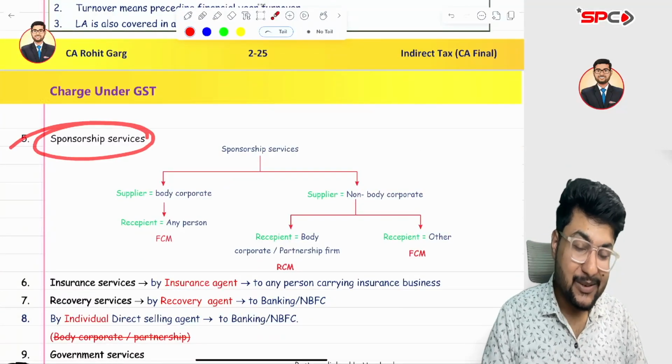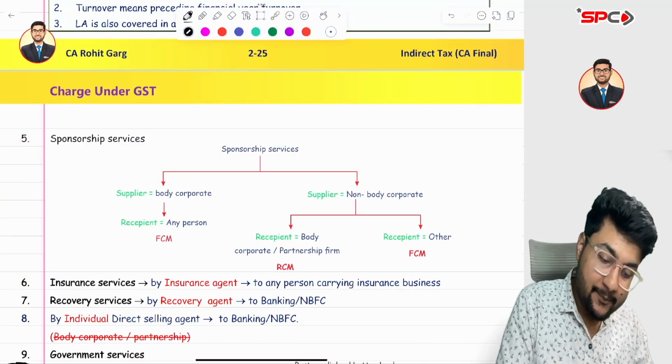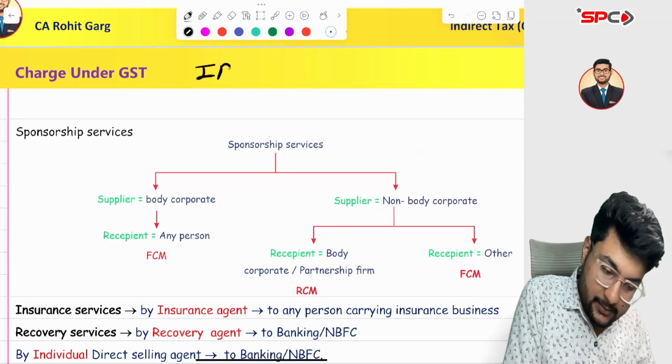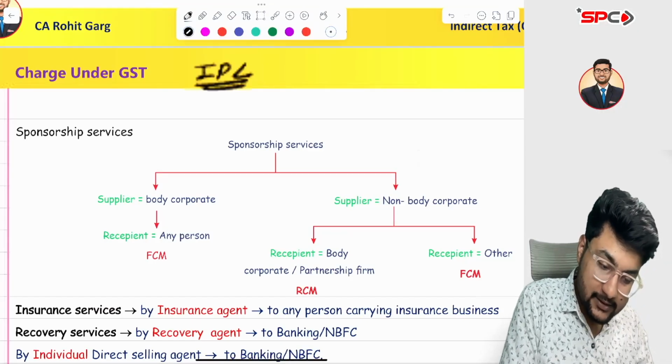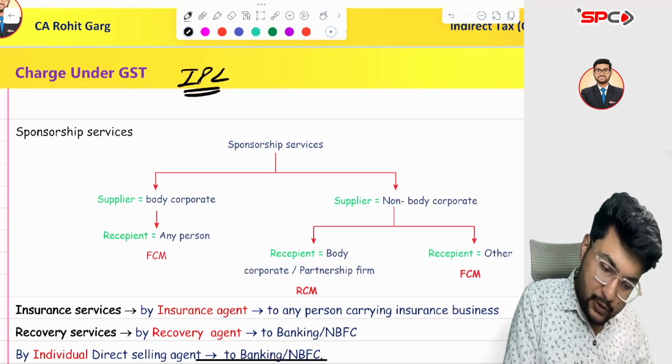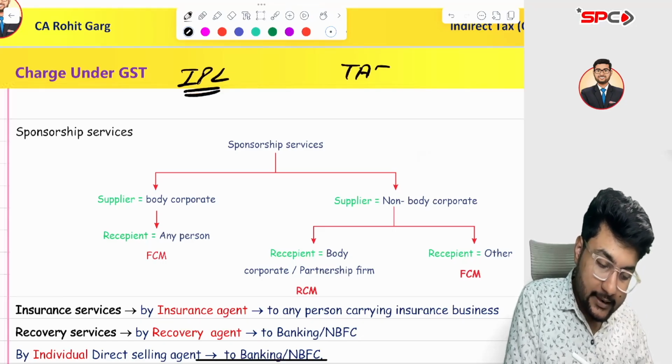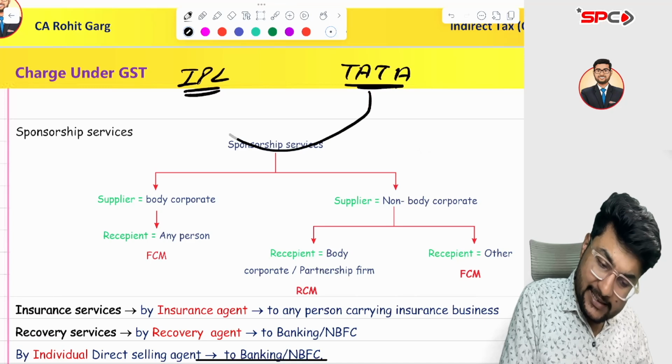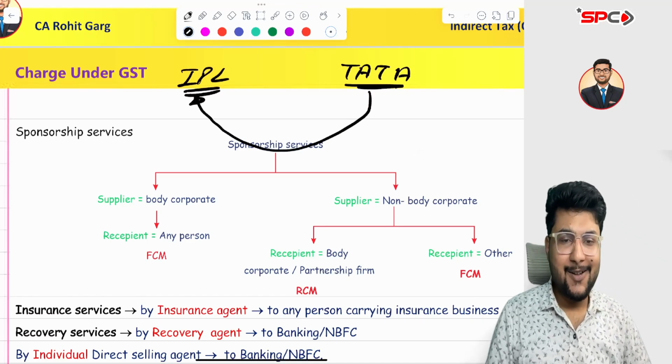Now sponsorship services. Now IPL is coming and Thalapathy is coming. No, not Thalapathy, Thala. Post Tata. Okay, Tata is sponsoring an IPL, right?